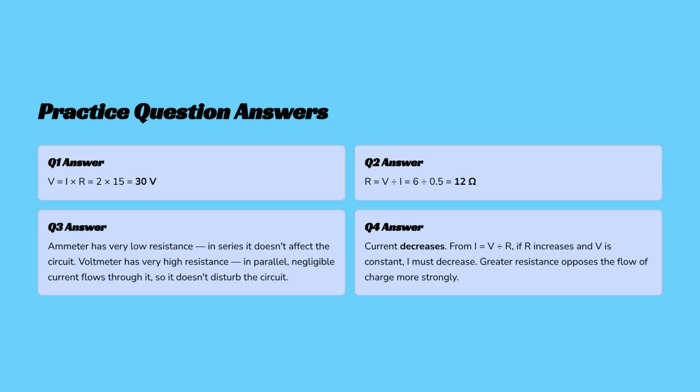Check your answers here. Ensure you follow the correct V equals IR steps and understand why instrument placement is crucial for maintaining accurate circuit readings. Consistent practice is the best way to master these concepts.